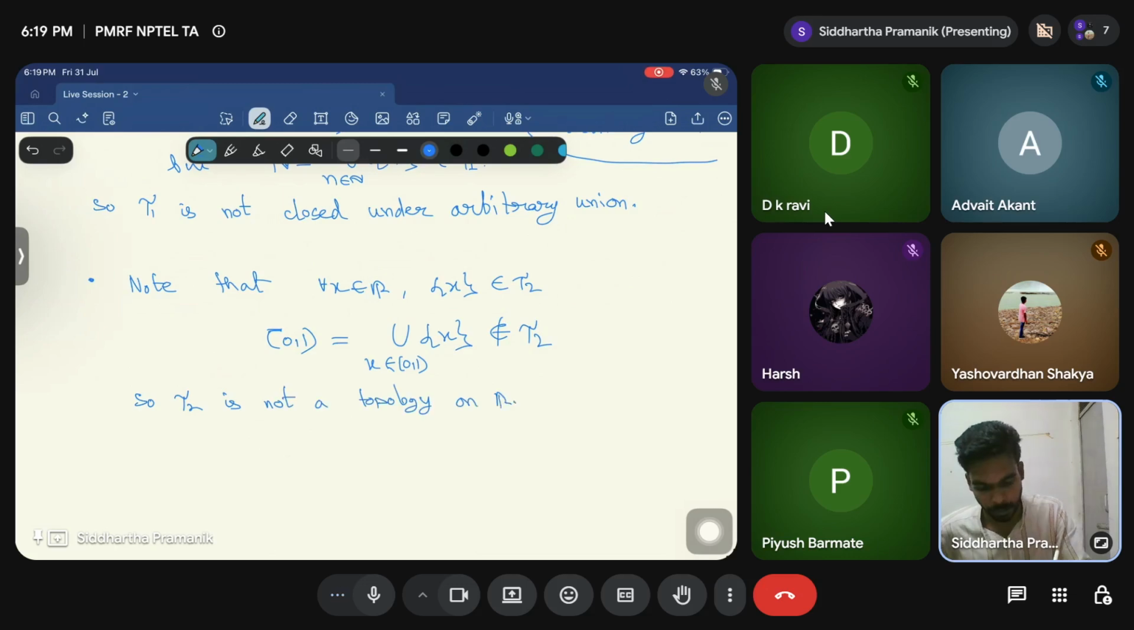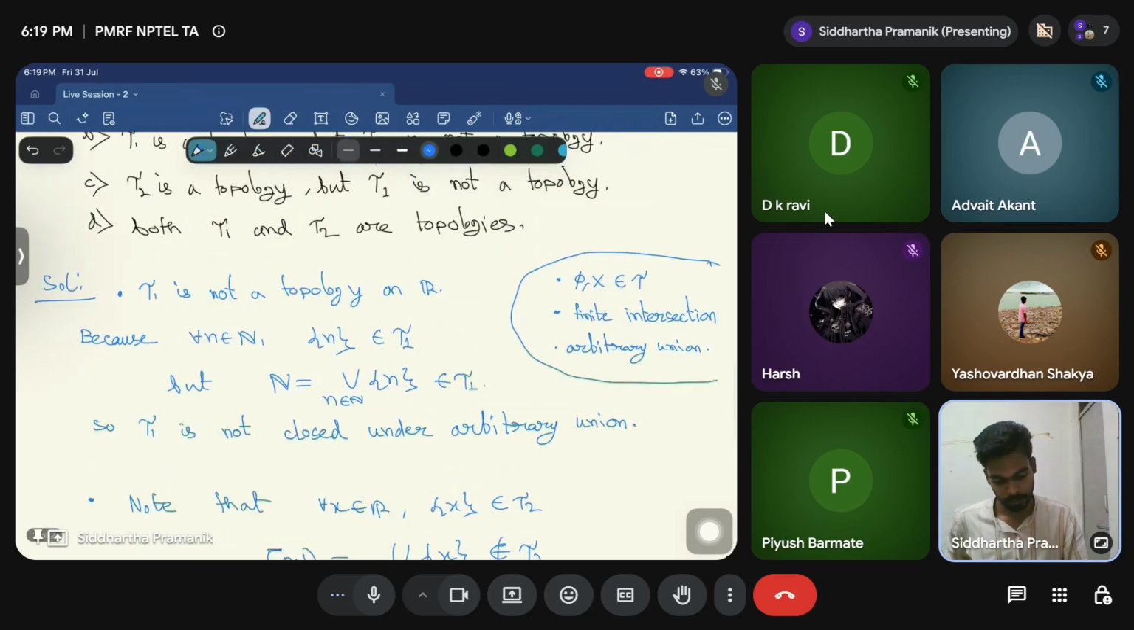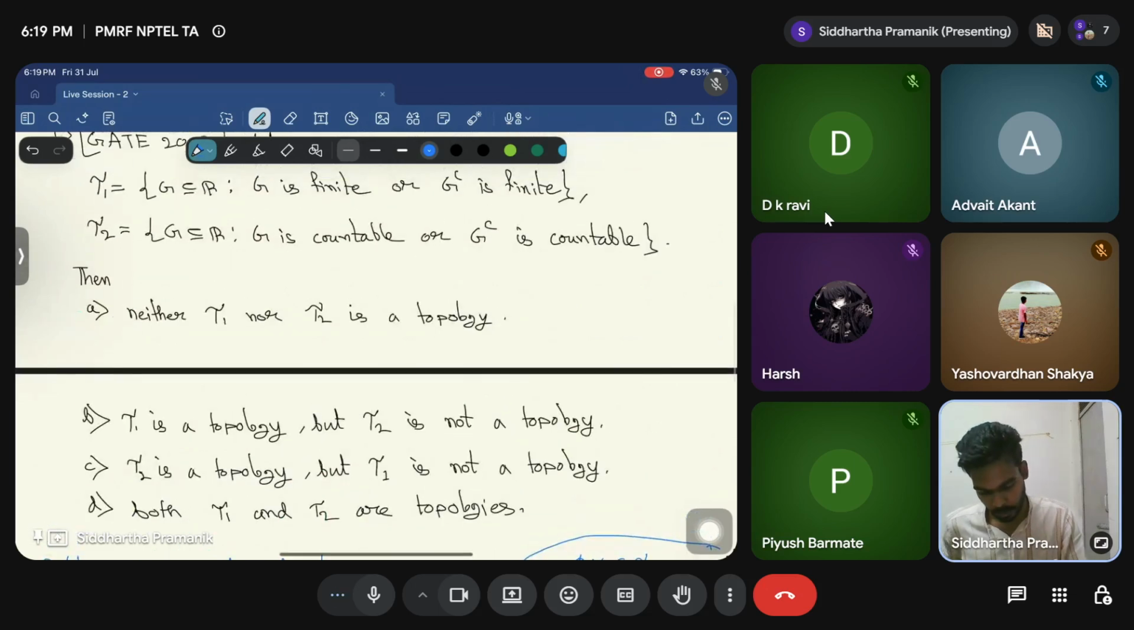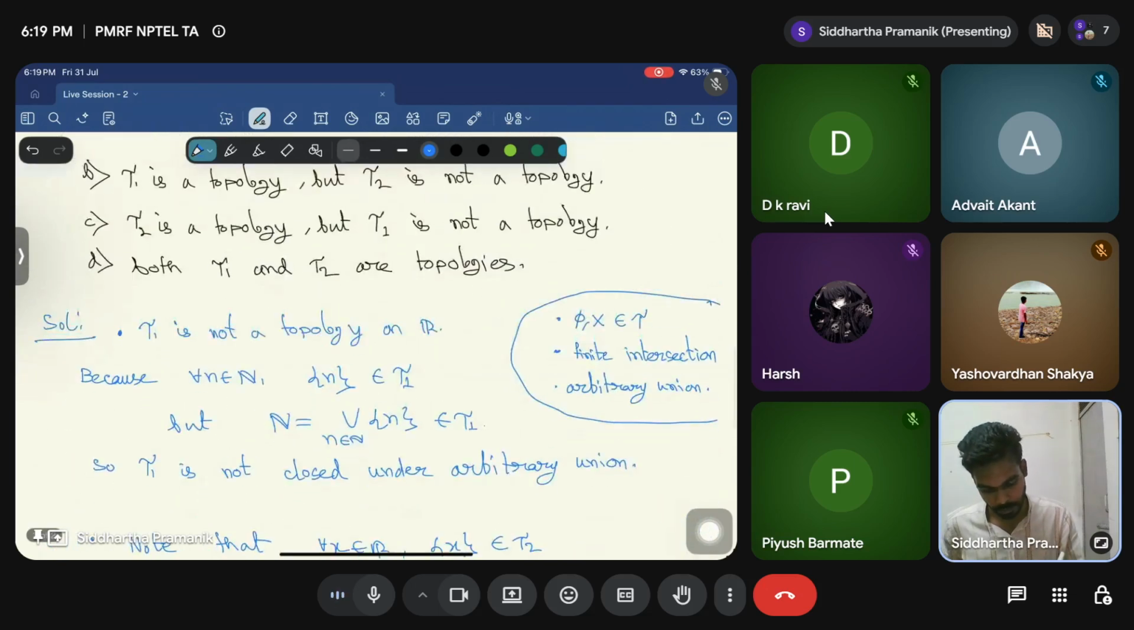Is it okay? Did you get my point? So the correct answer is the first one: neither tau 1 nor tau 2 is a topology. Any questions?